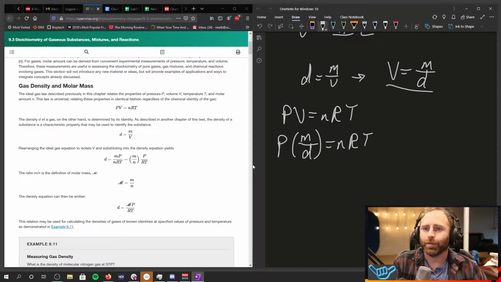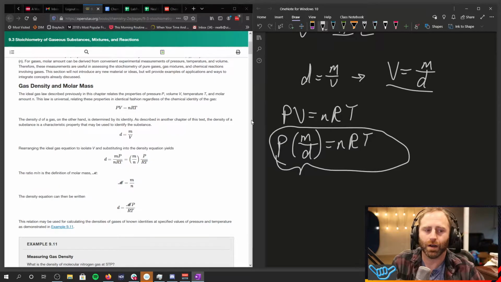And then, like what they're saying here with the fancy M, if molar mass is mass per mole, and you do just a little bit of rearrangement of this equation, you can get to this final expression that they've got. The density of a gas is equal to its molar mass times its pressure divided by RT.